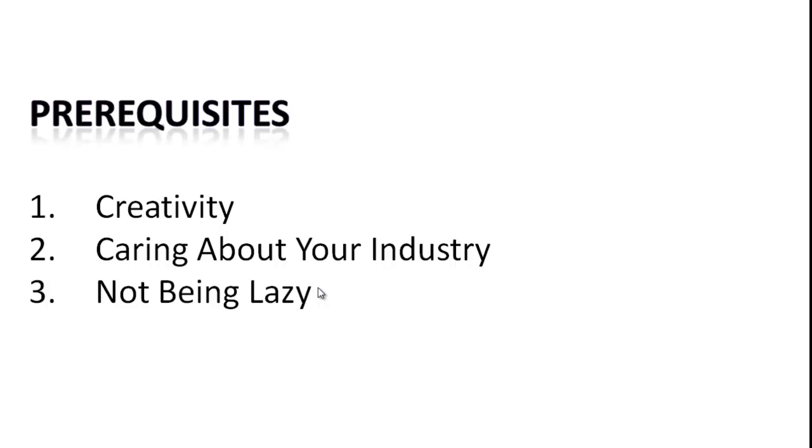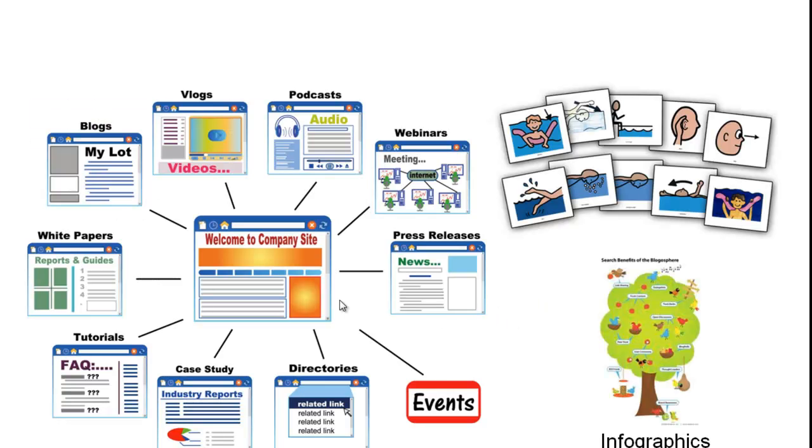Now the only prerequisites that you need is number one, creativity. Number two, you really actually have to care about your industry. And then number three, it's just not being lazy. Because I'll tell you, this tutorial is not for people that aren't willing to do the work. This tutorial is going to teach you how you can become an expert in your industry, how you can be an industry leader, how you can be a trusted source in Google or an industry hub for content. Right? And if you do that, anything you produce without doing SEO, without doing promotions, is going to rank number one automatically. So if you're willing to do the work, I'm going to show you how to rank number one without doing really any SEO.